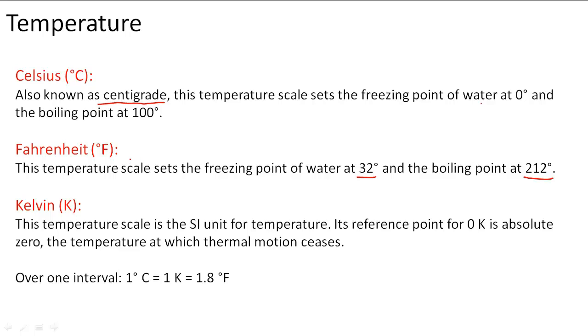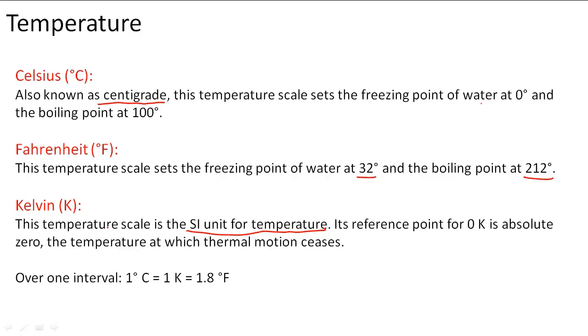The Kelvin scale is the last scale. This temperature scale is the SI unit for temperature. So when we're talking about temperature in SI units, we're usually talking about Kelvin temperature. Its reference point, 0 kelvins, is absolute zero. This is the temperature at which thermal motion ceases. This is kind of a theoretical understanding of absolute zero. When it gets there, thermal motion ceases, and that's the coldest it could get.